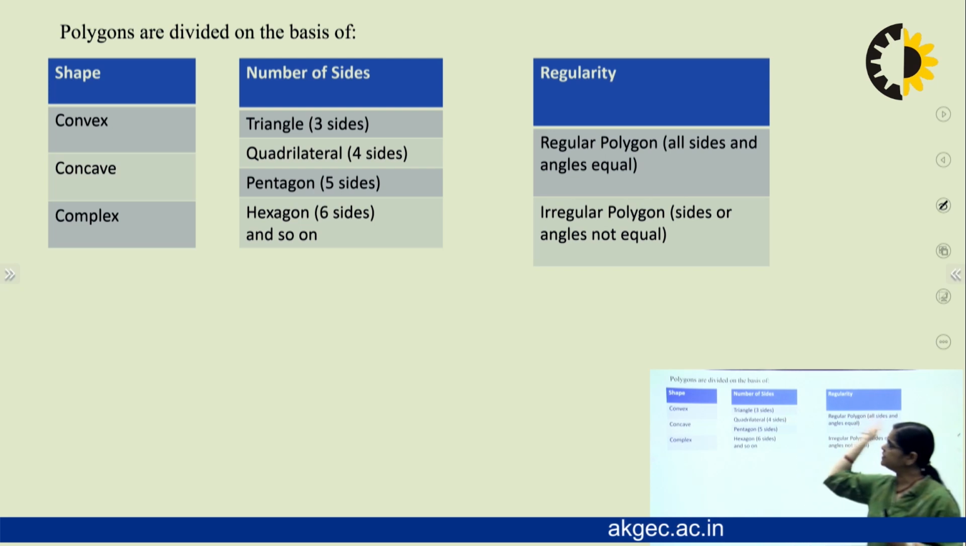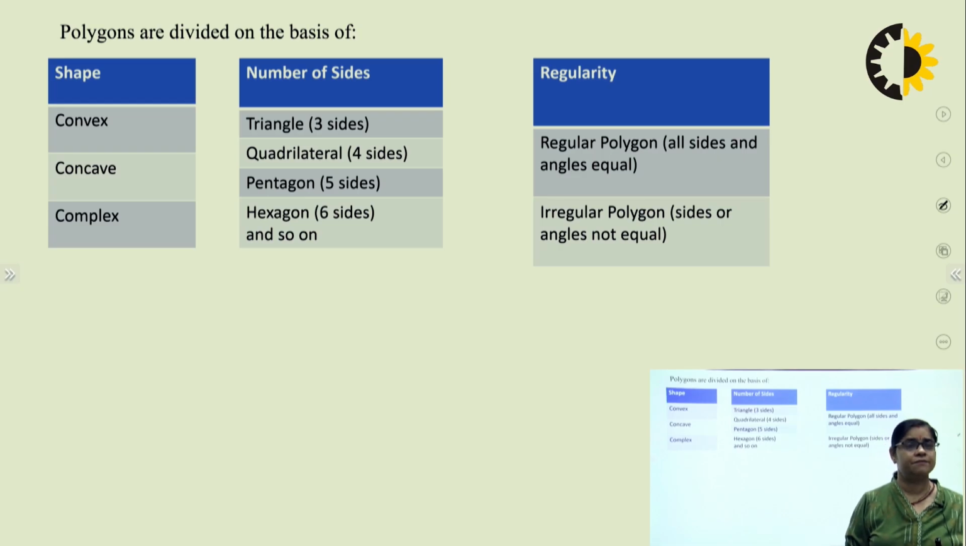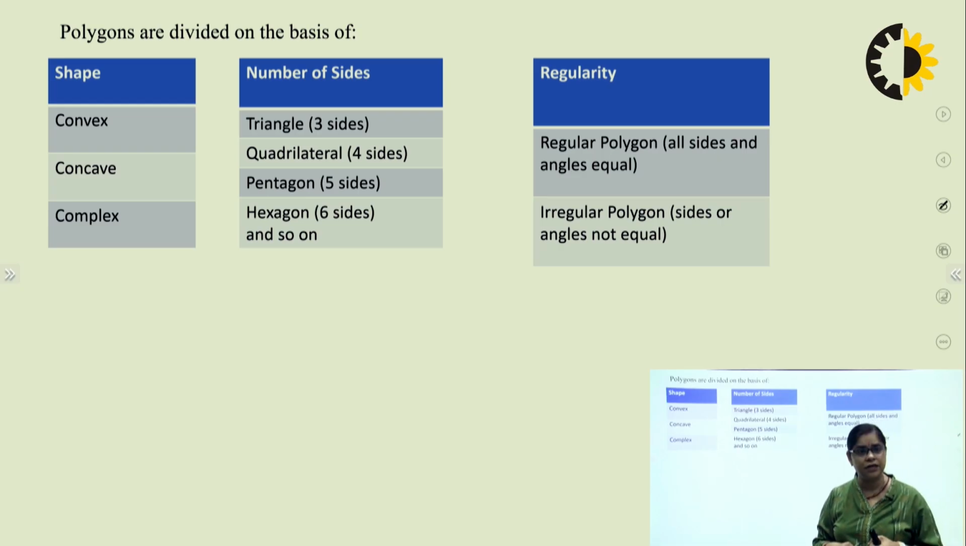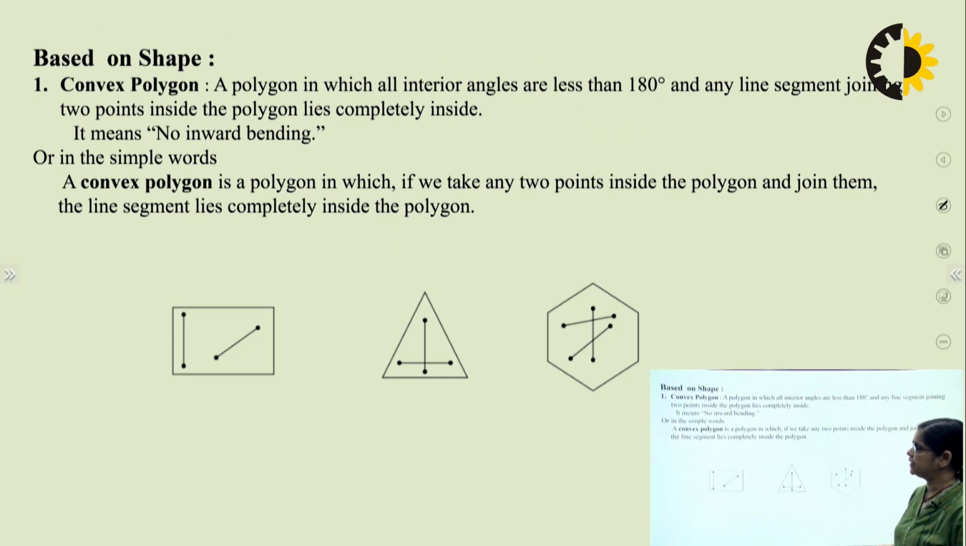So we have to keep in mind that these three are the criteria, or the bases, on which we divide polygons, that is shape, number of sides and regularity. And in today's presentation, I am discussing the shape, that is convex, concave and complex. So what do we mean by a convex polygon?